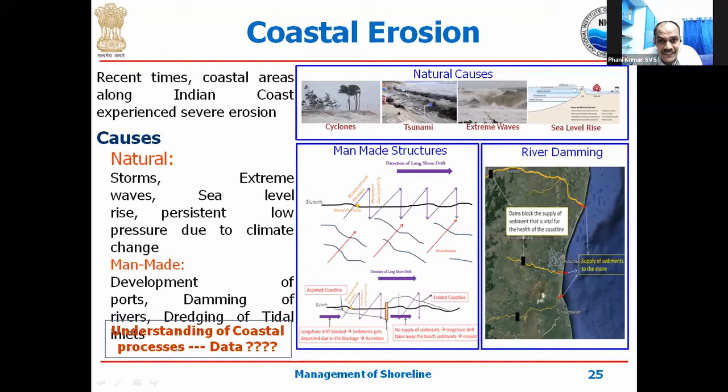I will come to the next part, the case study, where we installed a submerged groin in the Pondicherry area to restore the beach that was lost due to various processes. This is basically a three-part project. We have the submerged groin, which was done by us.